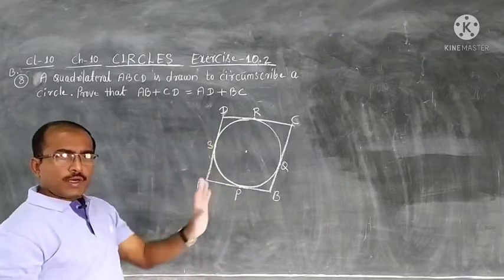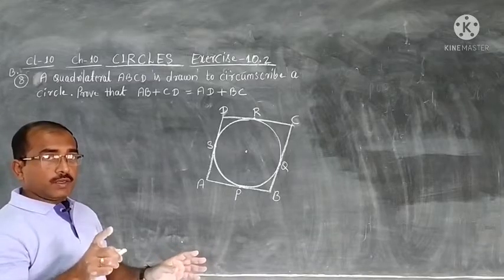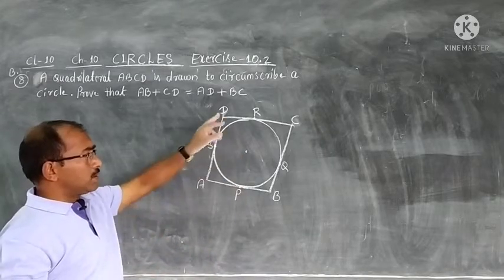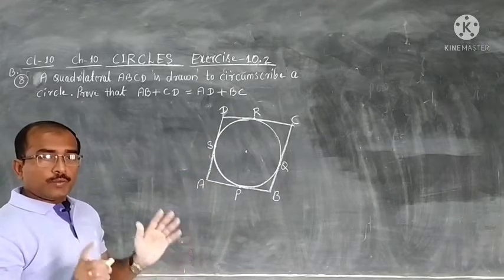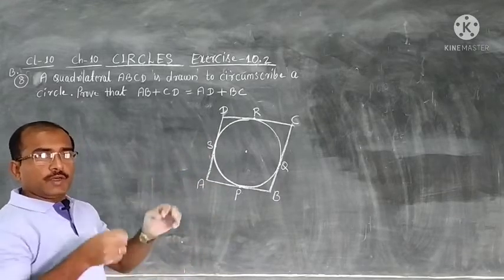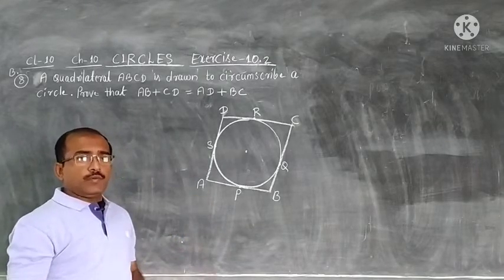We don't know what type of quadrilateral it is, it may be any type of quadrilateral. If the quadrilateral sides are touching the circle, then this will happen. We have to prove theoretically, not by taking a scale and measuring. So theoretically we have to prove.